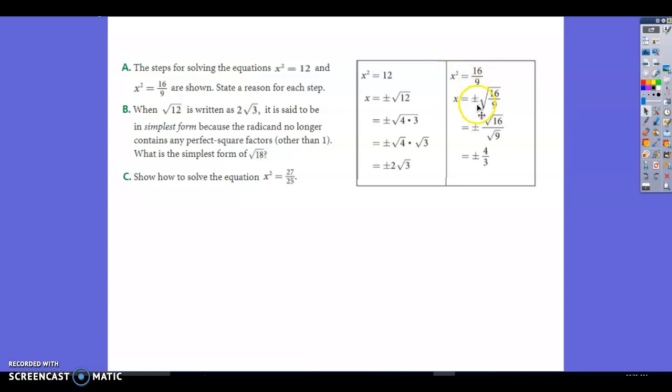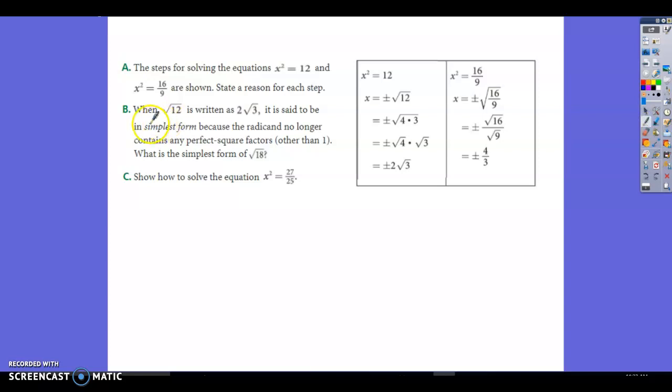And then I have plus or minus the square root of the quotient, which means we can rewrite it as the square root of the numerator over the square root of the denominator. And since each one of these is a perfect square, you can reduce that as plus or minus. Square root of 16 is 4 and square root of 9 is 3. So we're just going to reduce that. All right, so let's look at a couple more here.